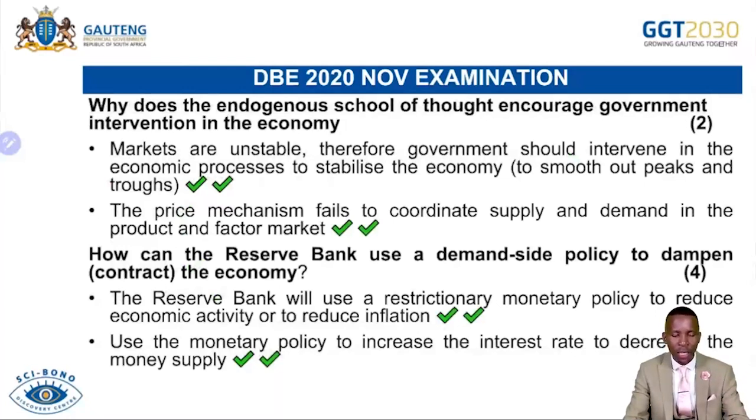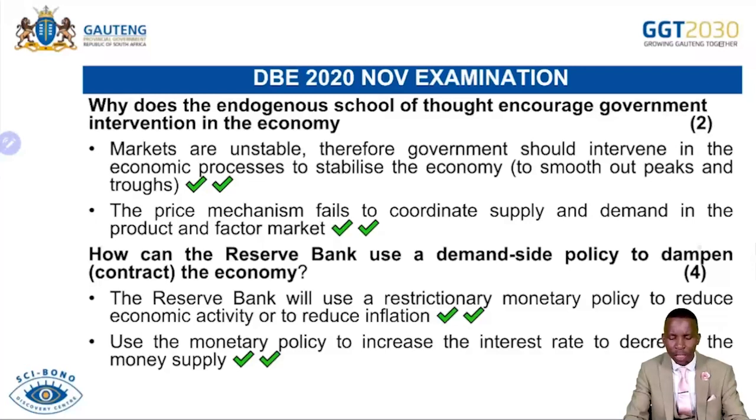Why does the endogenous school of thought encourage government intervention in the economy? You remember that endogenous are saying government should intervene. Markets are unstable, therefore government should intervene in the economic processes to stabilize the economy or smooth out the peaks and troughs. The price mechanism failed to coordinate supply and demand in the product and factor markets.